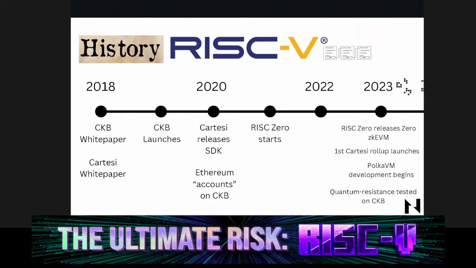Let's take a look back at the history of RISC-V and blockchain. In 2018, the CKB white paper was written, as well as the Cartesi white paper. In 2019, CKB launched. In 2020, Cartesi released an SDK to build, I think it was rollups. And we also saw Ethereum accounts used on CKB, which to my knowledge is the first use of account abstraction in the industry. RISC-0 started in 2021, and in 2022, in the deep bear market, it seems like everyone was building. I couldn't find much to talk about.